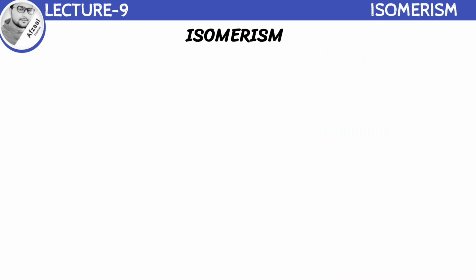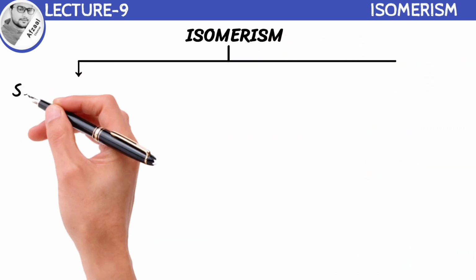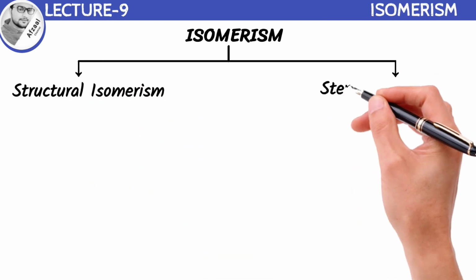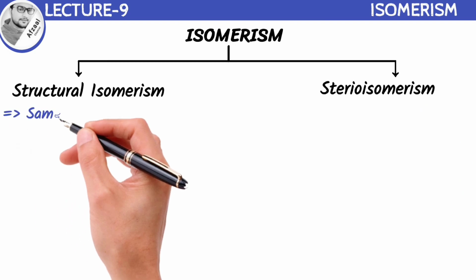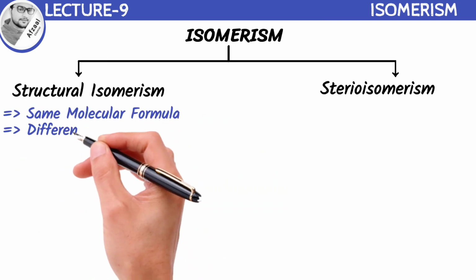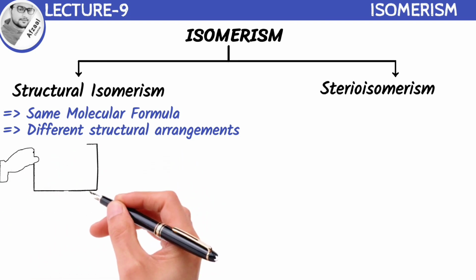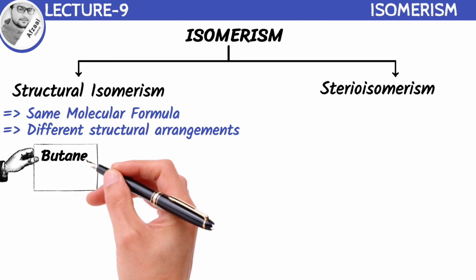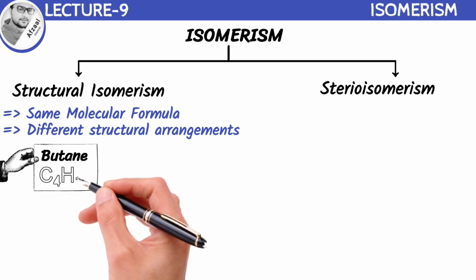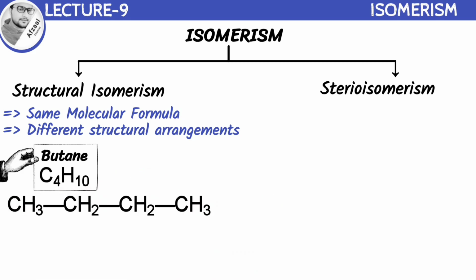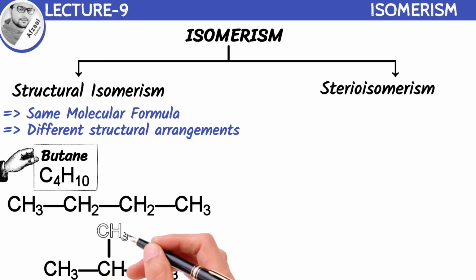There are 2 primary types of isomerism. These primary types are structural isomerism and stereoisomerism. Structural isomers are molecules having the same molecular formula, but different structural arrangements. Let's take butane as an example. Butane is a hydrocarbon with the molecular formula C4H10. There are 2 types of structural isomers for butane, straight chain and branched chain isomers. Both isomers have the same molecular formula but different structures.